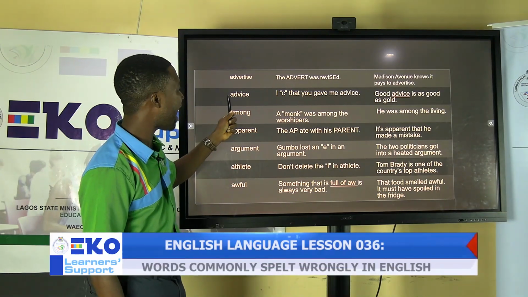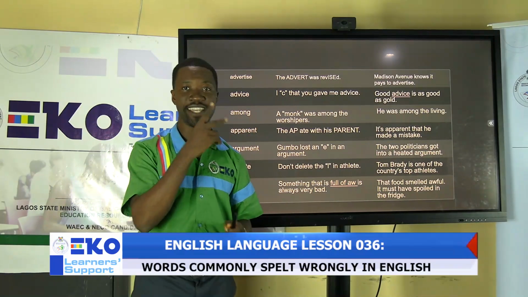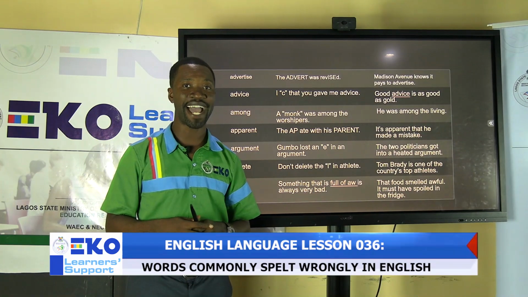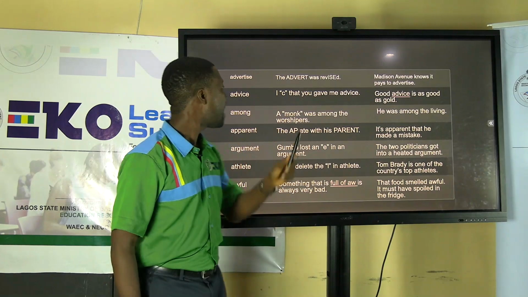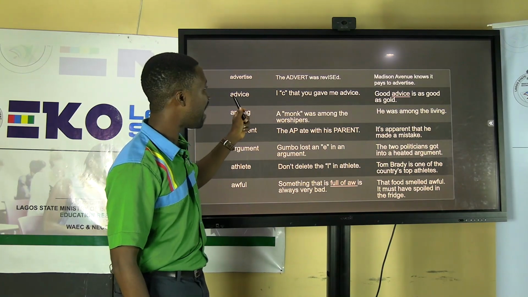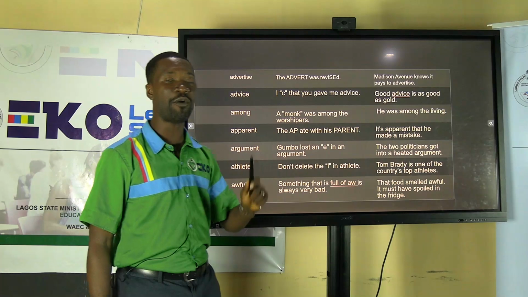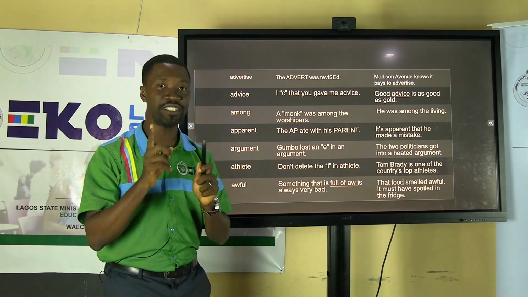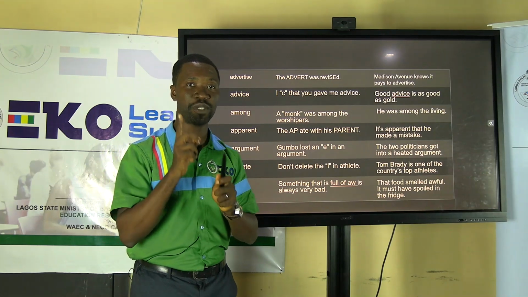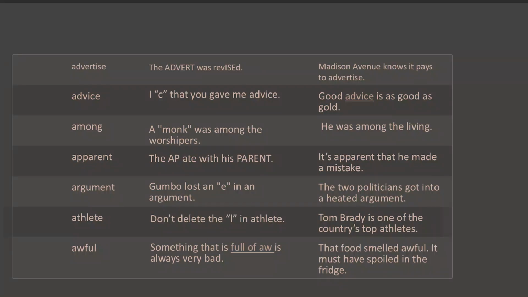Now, let's look at the word advice. We have two ways of spelling it: advice and advise. Advice here is a noun, while the other one that ends with S-E is a verb. You must know the differences between these two. For example, you gave me good advice, it is as good as gold.